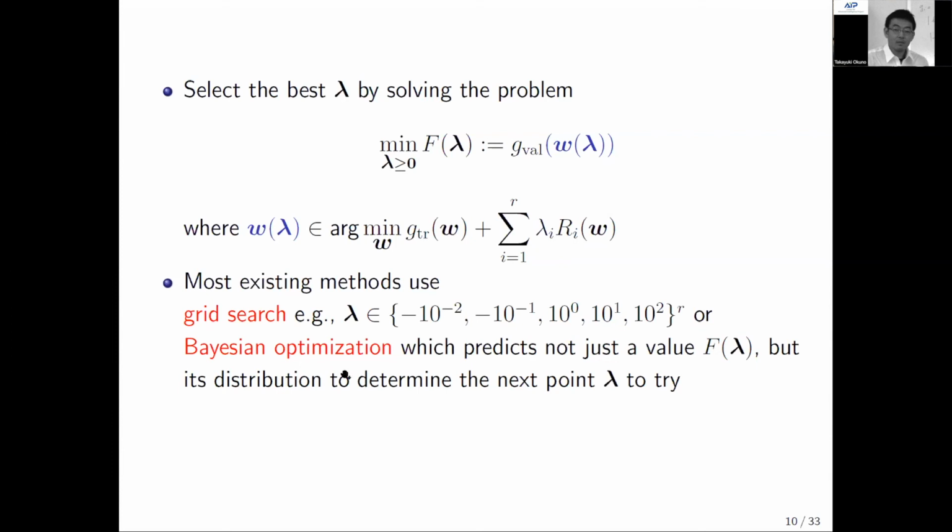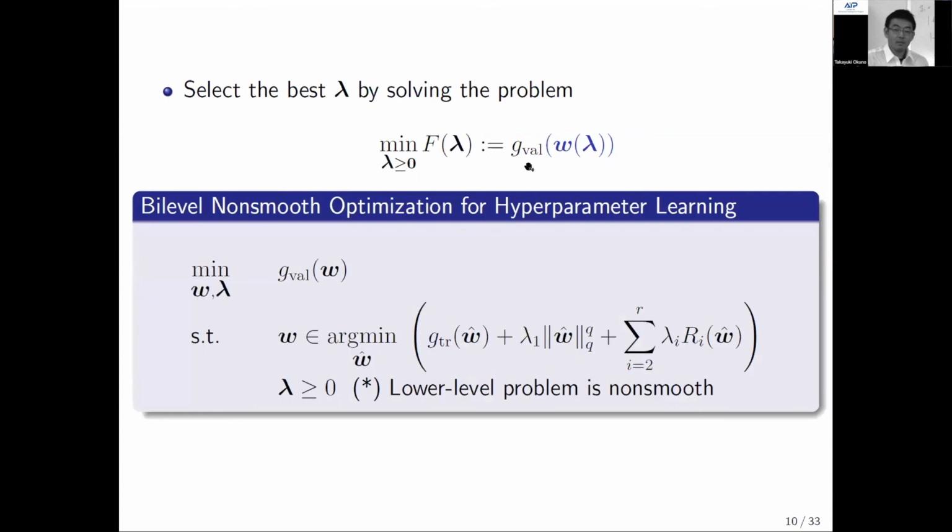Our approach is based on the bilevel optimization problem. In our approach, we regard this problem as the following bilevel optimization problem, like this. Here, the objective function is G-bar(W), constructed from the validation data set. And we minimize this function with respect to W and the hyperparameter lambda simultaneously, subject to these constraints. W must be the solution of the Lq regularized problem made from G_TR, and lambda is a non-negative hyperparameter.